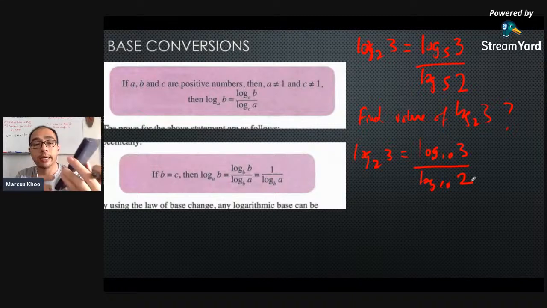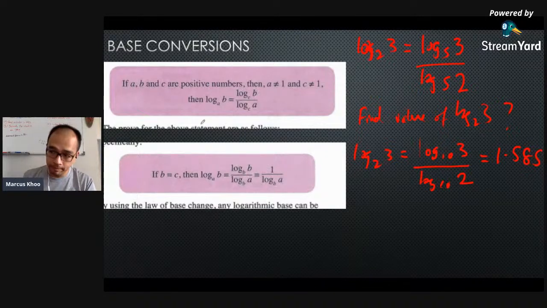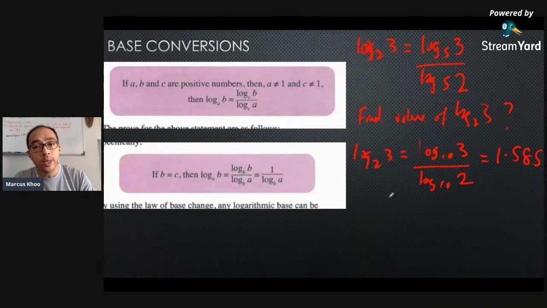divided by log 2. Sorry, I don't know if you can see this. Log 3 divided by log 2, then you get 1.585. So that's why we need to learn base conversions, because our calculator gives us the value of log 10. So we can basically find the value of any log as long as we know how to convert it to base 10.